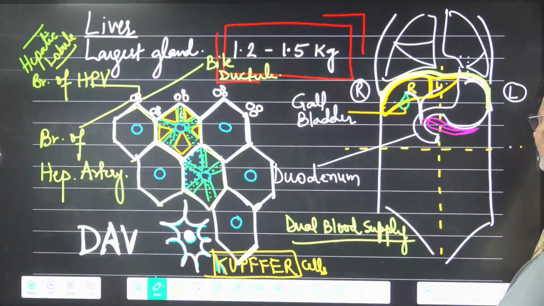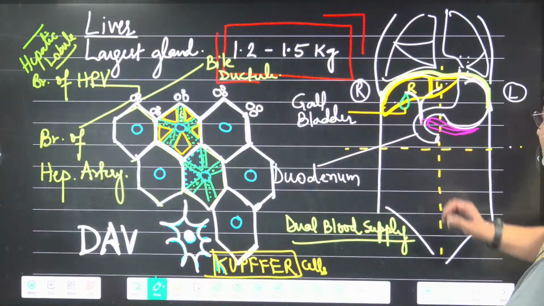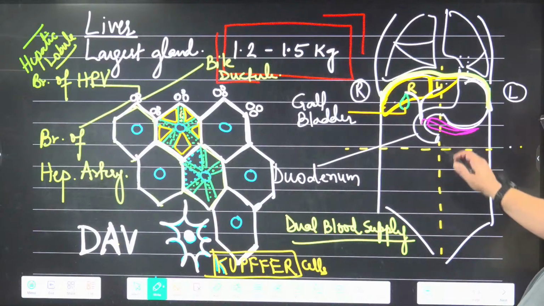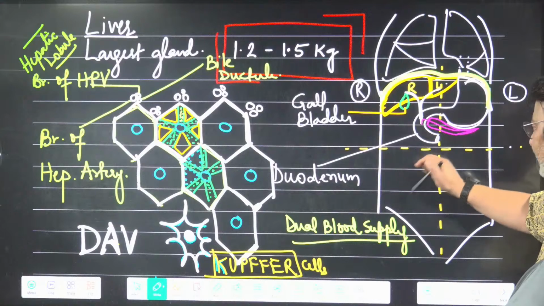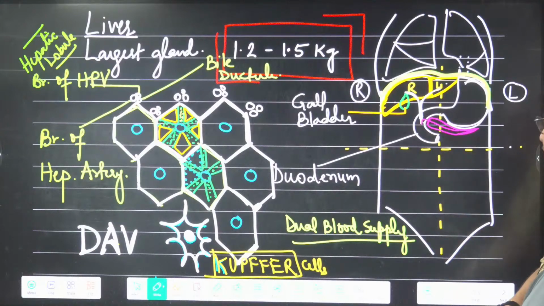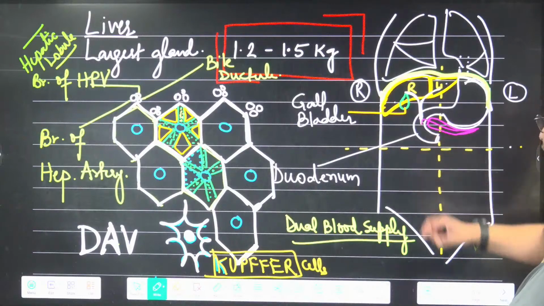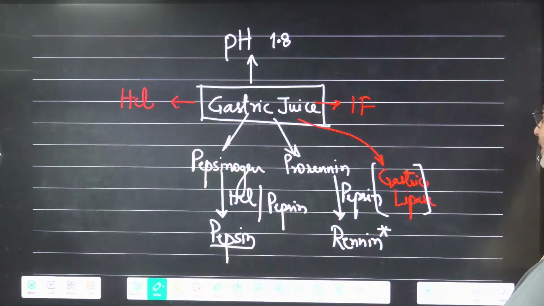Okay, bachcho, and please understand that all these ducts from the liver and the duct from the pancreas form a combined duct, and this combined duct actually opens into the duodenum. Duodenum is the smallest part of the small intestine.